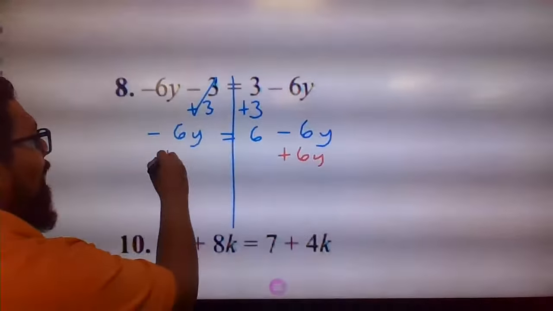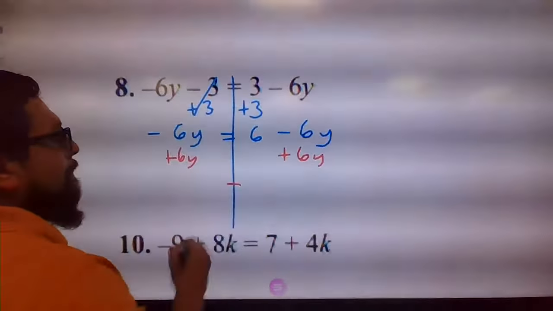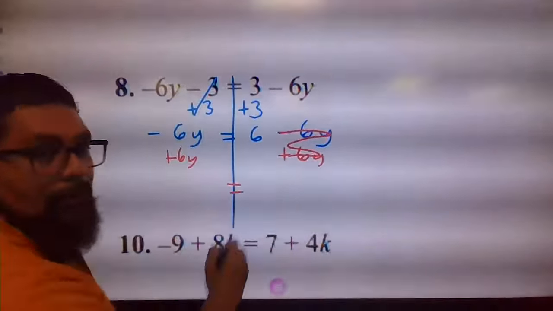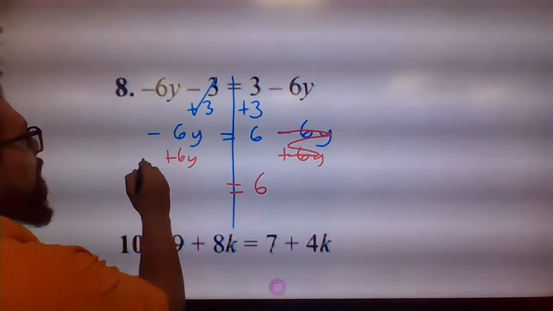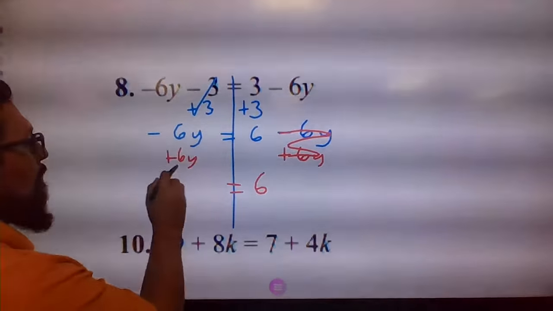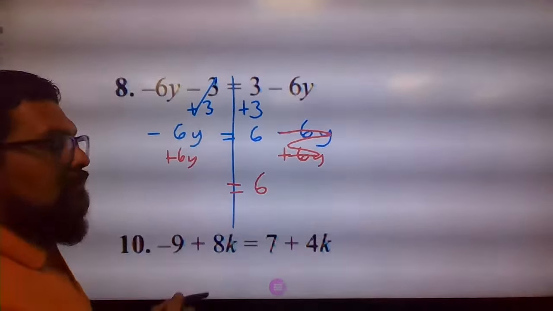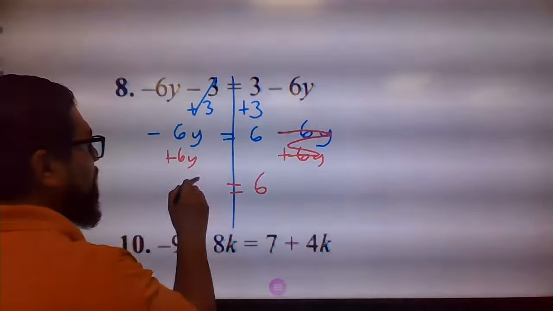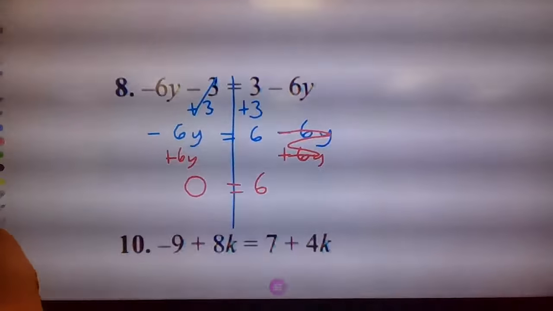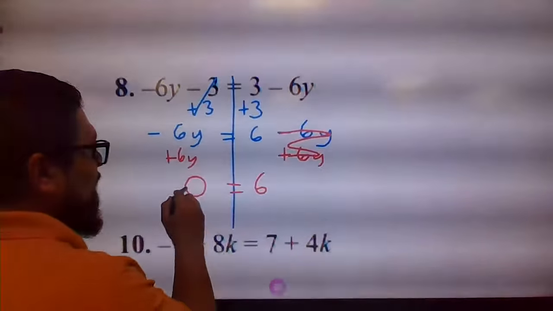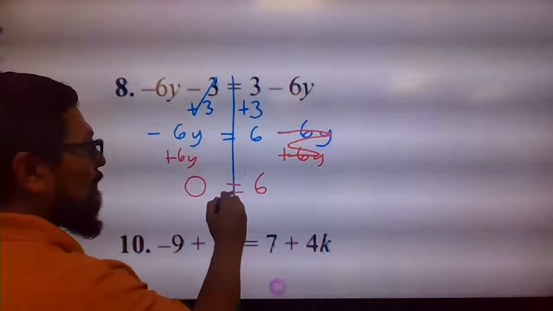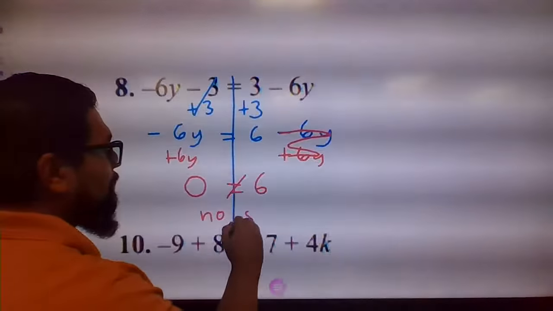We're going to add it. So this becomes 0, 6, and then this is negative 6y plus 6y. This becomes 0. So this is a case, guys, where since this does not equal that, this is no solution.